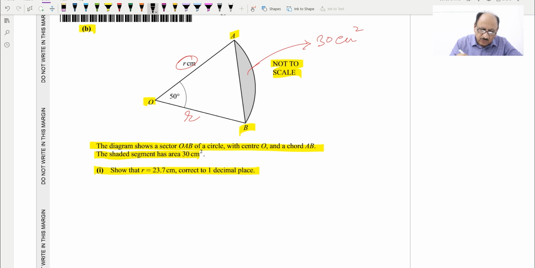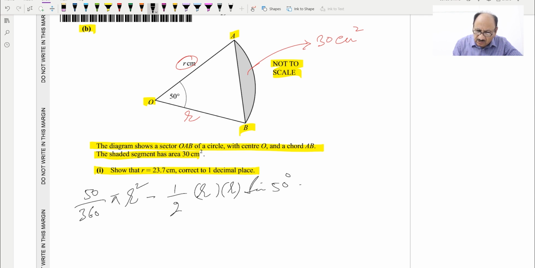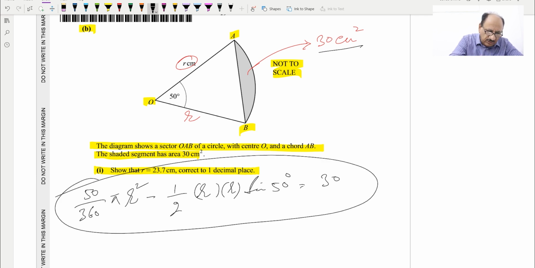The area of this sector is what? The area of the sector is theta over 360 into pi r squared. We don't know r, so we are taking it as it is, minus, we'll be subtracting the area of the triangle. The area of the triangle is half into AB sine C. So half into R into R into sine of 50 degrees. And this is equal to 30 centimeters squared, which is this one. So we formed this equation from the given data.